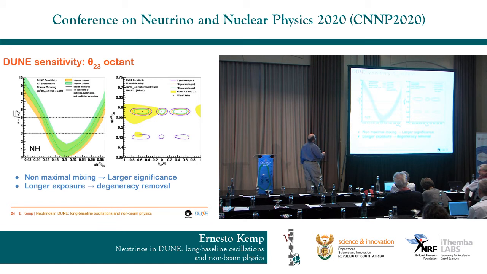So this is the sensitivity to the theta 23 octant, and this is the plot for orange and green. It's for 10 years and 15 years respectively, and we can see that we can reach a very good discrimination in the time foreseen for the DUNE operation. It is interesting to note that as time goes by, we can remove the degeneracies, increasing the statistics towards pinpointing the values of sine squared theta 23.